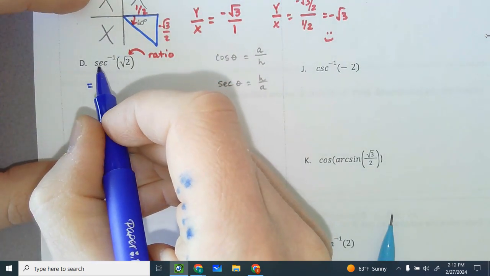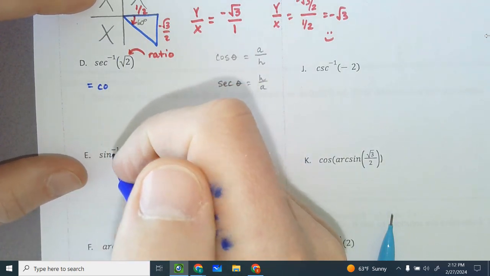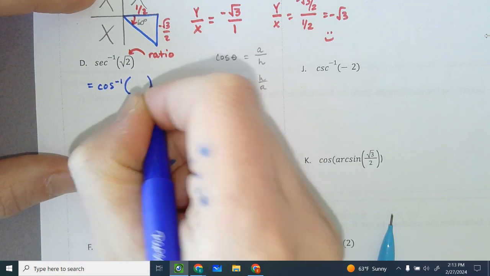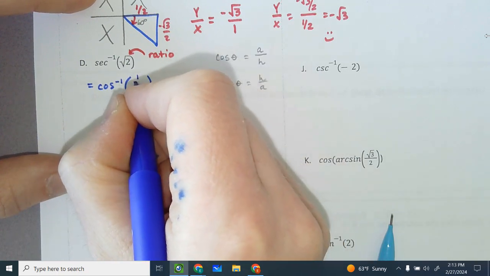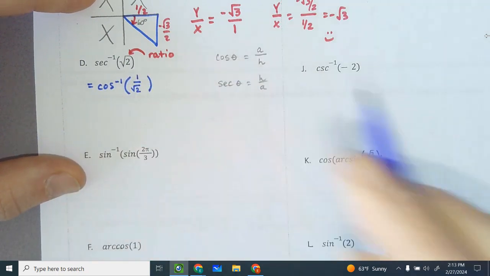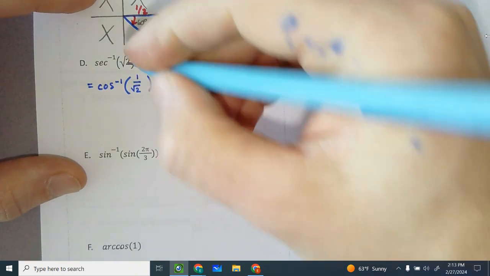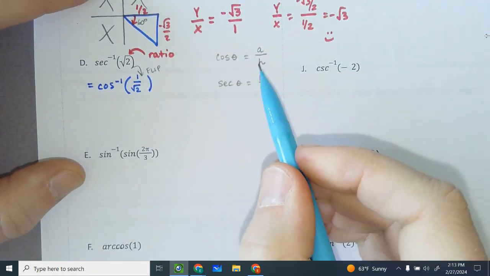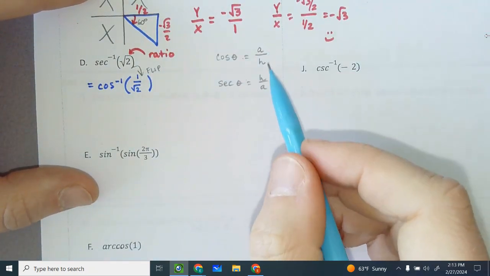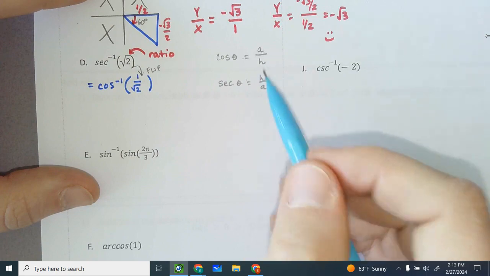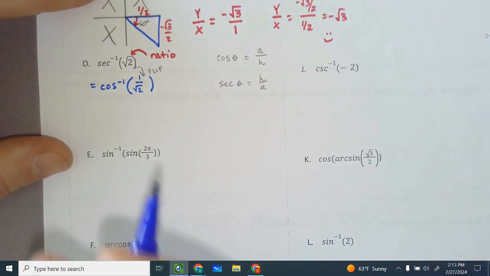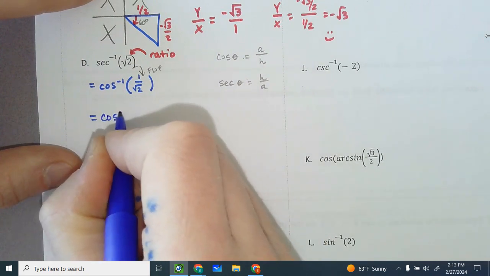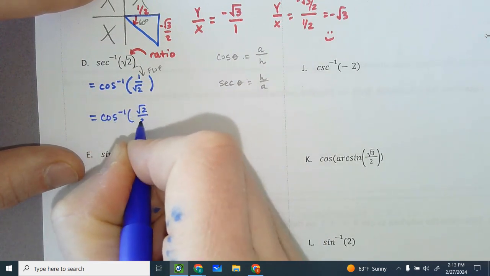Saying that the inverse secant is roots of 2 is the same as saying the inverse cosine is 1 over roots of 2. So I took that ratio and I did a little flip, or I took the reciprocal. Why? Because we know that cosine and secant have ratios that are flipped over. So flip over here means flip over here. The next thing I'm going to say is that 1 over roots of 2 is the same as roots of 2 over 2.